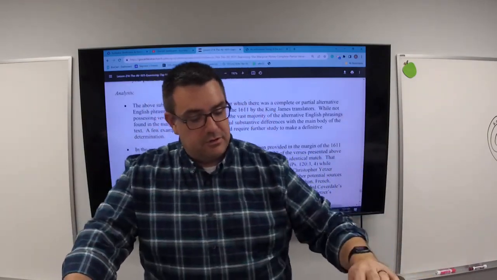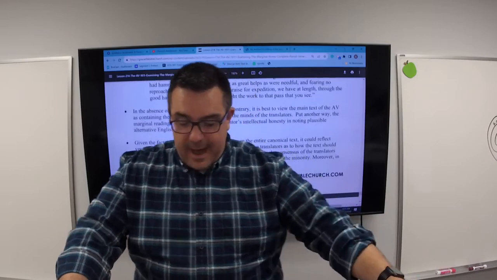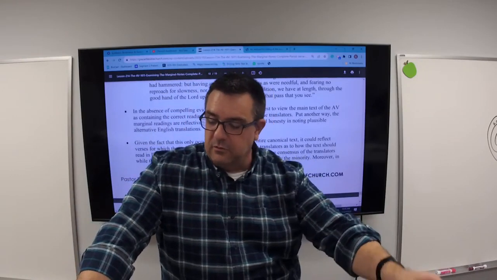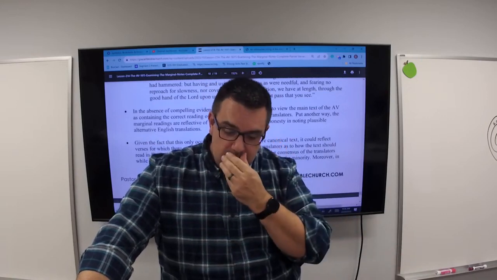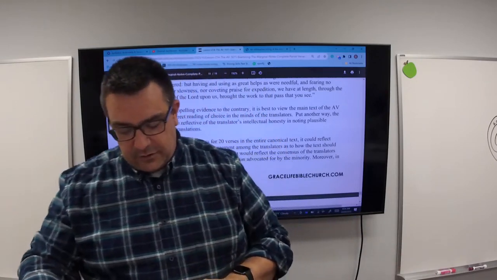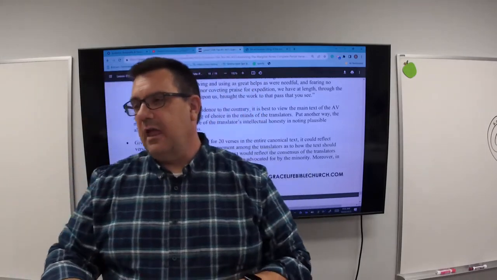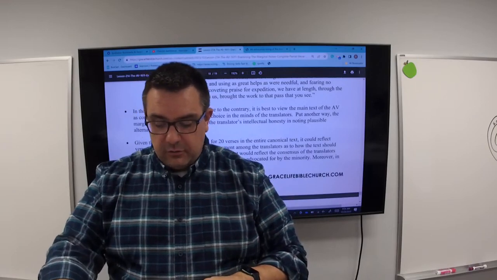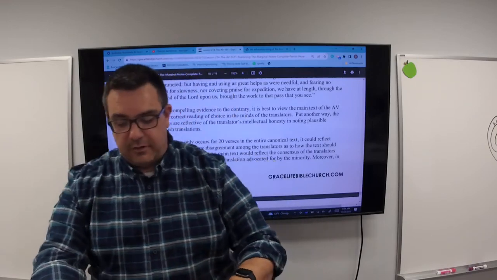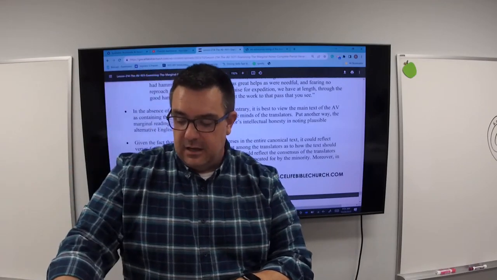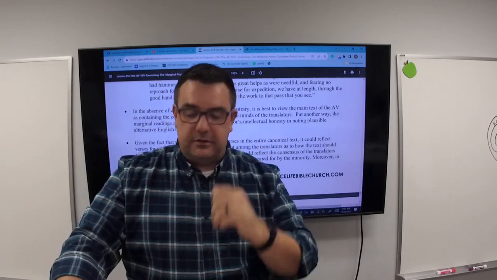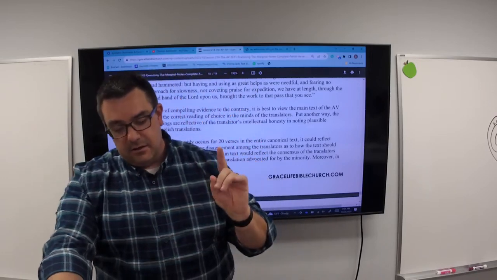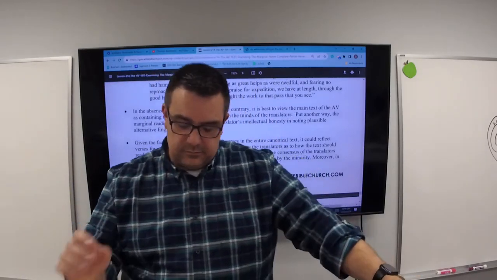So, bottom of the page. In the absence of compelling evidence to the contrary, it is best to view the main text of the AV as containing the correct reading of choice in the minds of the translators. Put another way, the marginal readings are reflective of the translator's intellectual honesty in noting plausible alternative English translations.